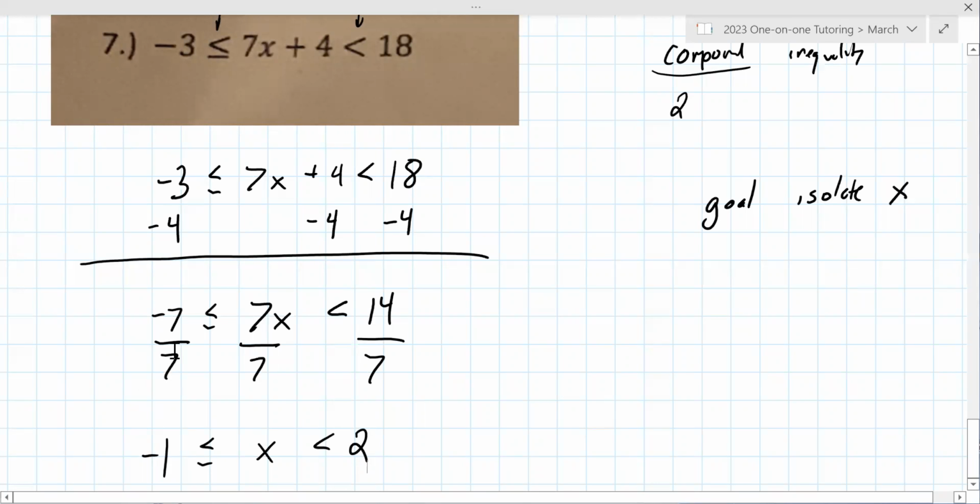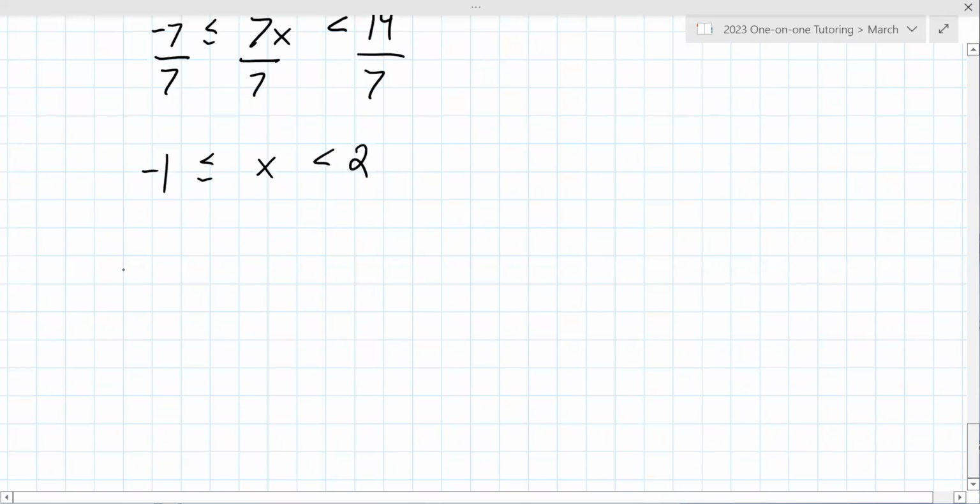Okay, so when you divide by 7, divide by 7, divide by 7, -1 less than or equal to x less than 2. Is that okay? All right. On a number line, here is -1, here is 2, not to scale. At -1, is it an open or a closed circle? Closed. It is closed. At 2, is it an open or a closed circle? It is open. So I call this the between case. You're shading between the 2 values.